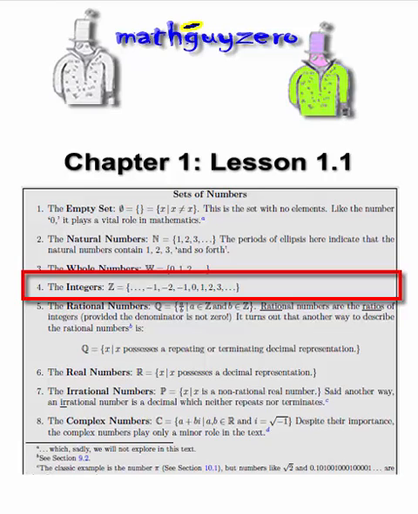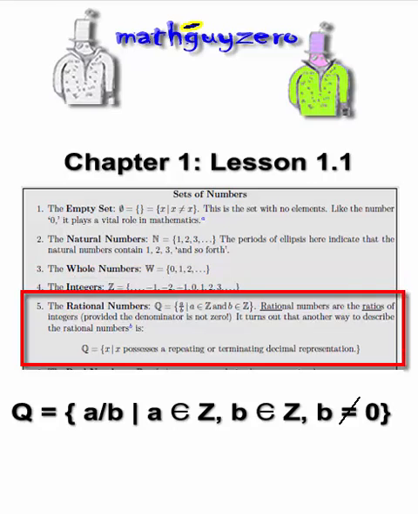Moving down, we have the integers. The integers are all the whole numbers plus their opposites and 0. Rational numbers have to be represented by two numbers being divided. So this nomenclature down here states that the set Q equals the set A slash B, two numbers, such that A is in the set of integers, B is also in the set of integers, and B can never equal 0 because we can't divide by 0.